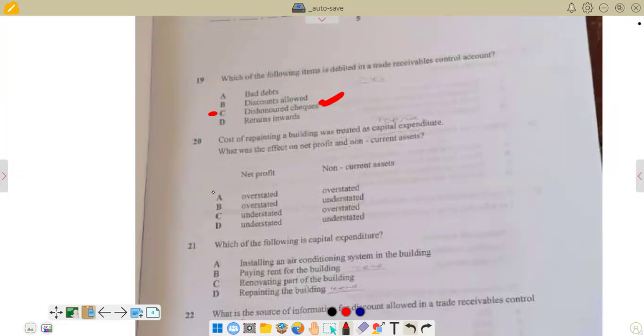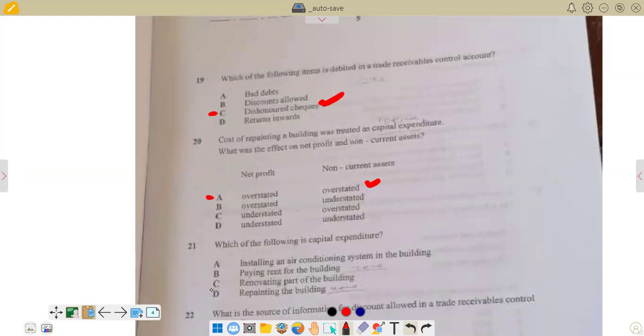So overstated, they are only left with A and B. Then on non-current assets, we are going to have an overstatement of non-current assets, because when it's a capital expenditure, it's going to increase the value of the non-current asset. In this case, it was not supposed to increase, but it was treated as an increase to that non-current asset. So that's an overstatement. So we have A as the most appropriate answer that we have there.